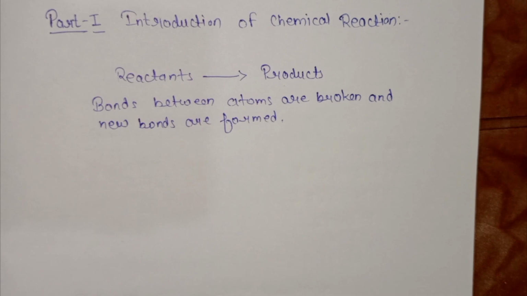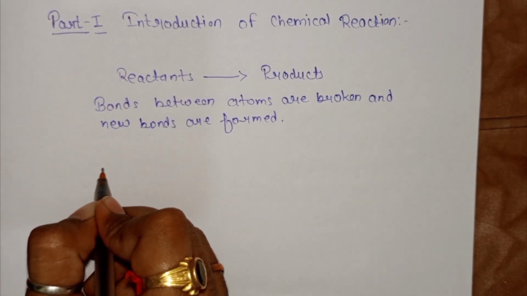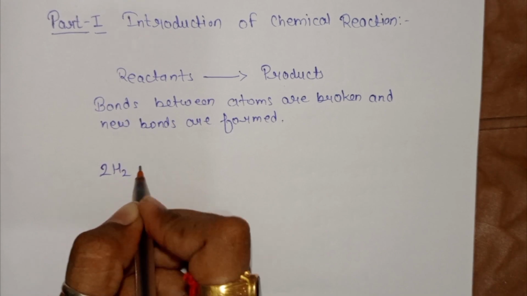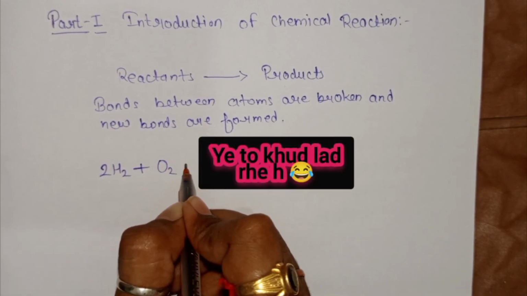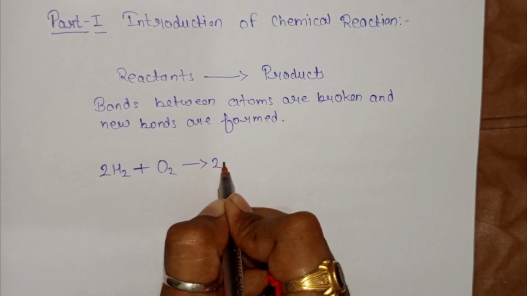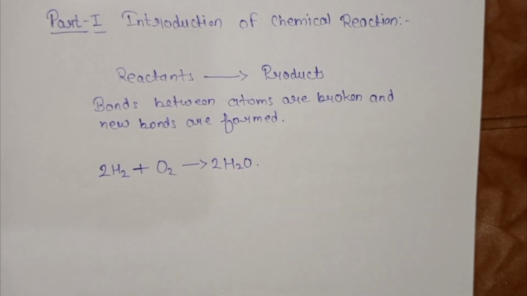Here is an example. When hydrogen gas reacts with oxygen gas, we get water. The equation of this is written like this: 2H2 plus O2 gives 2H2O, so we get 2 molecules of water. This is a simple reaction, but we will dive deeper into the types of reactions shortly.